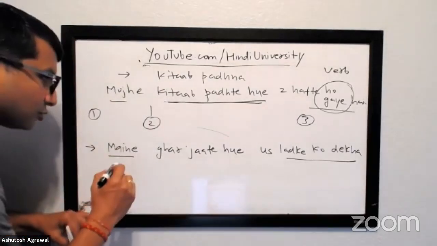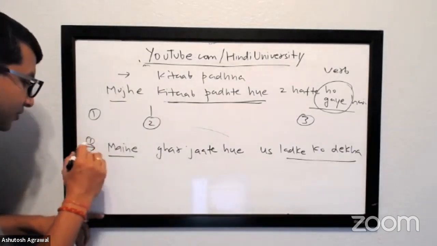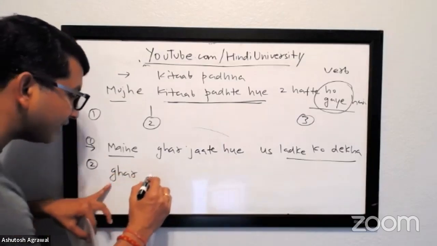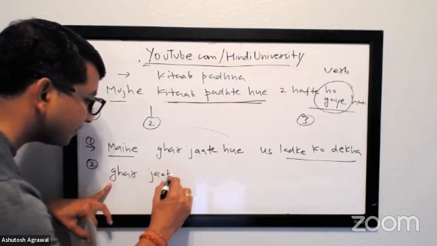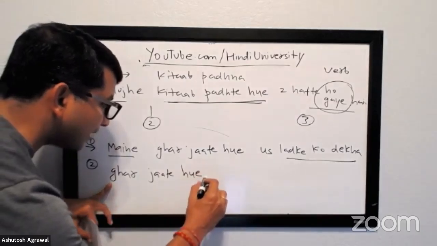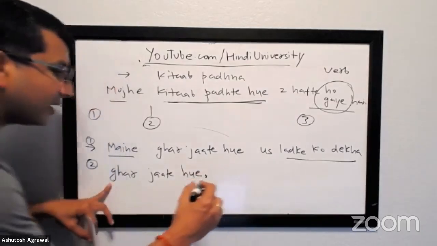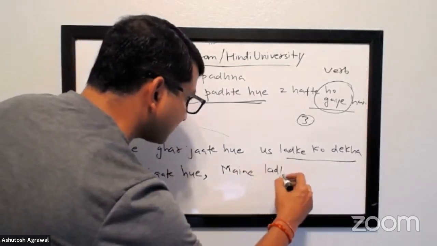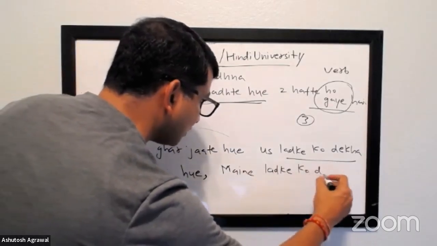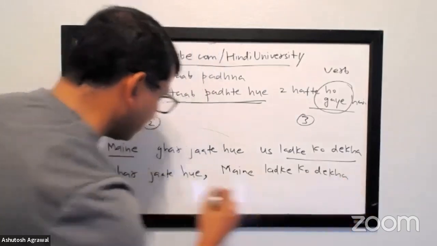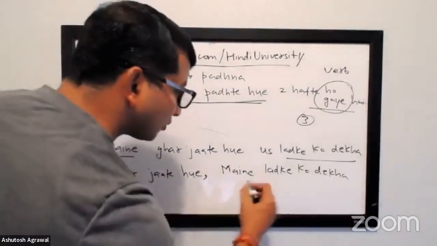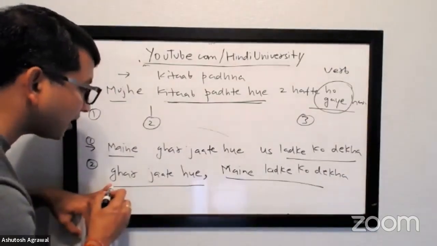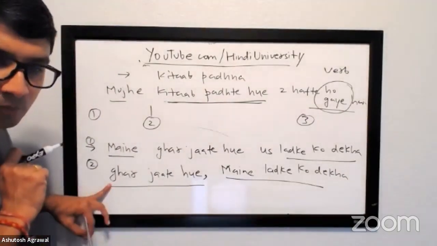You can change it to this also, the word order that Sharon ji was saying. Can I change the order? Can I put the adverbial phrase in the beginning, which is घर जाते हुए, comma, मैंने लड़के को देखा. घर जाते हुए मैंने लड़के को देखा. I saw the boy. In which circumstances? घर जाते हुए, while I was going home.